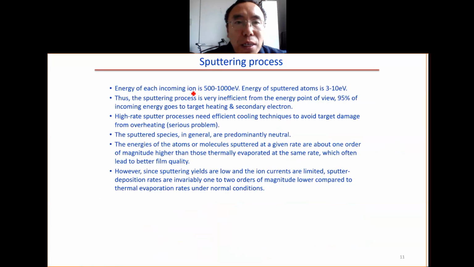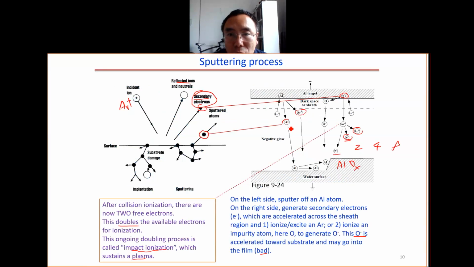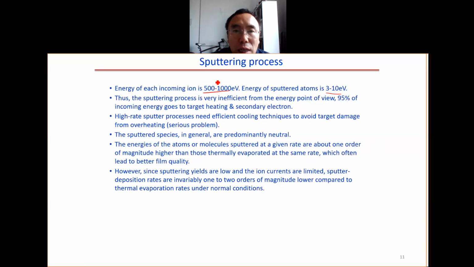For typical sputtering, the ion energy is about hundreds of electron volts, but the energy of the sputtered atom is only 3 to 10 electron volts. And each argon ion can create about 5 aluminum atoms. So as a result, you can see the sputtering process is very inefficient from an energy point of view. About 95% of the energy gets lost to the target, and this causes lots of heating of the target. So this is a big problem.